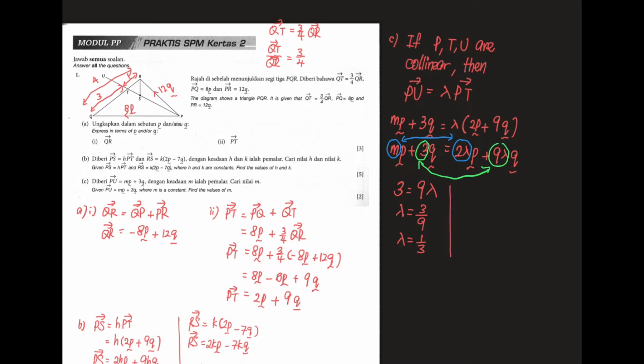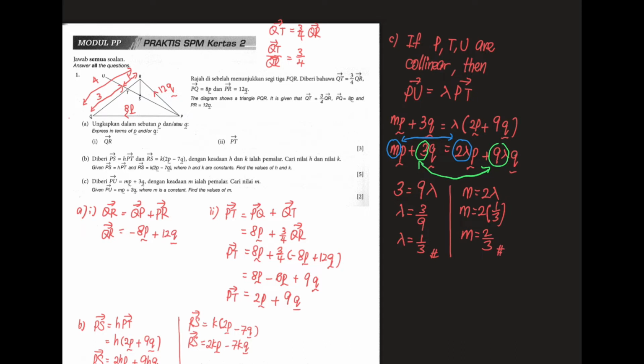Okay, now I compare M equal to 2 lambda. Lambda is 1 over 3, so I get 2 over 3. Okay, so I get lambda and M now.